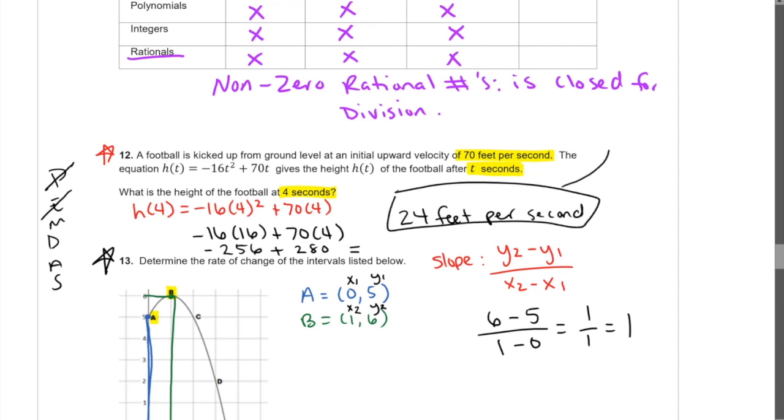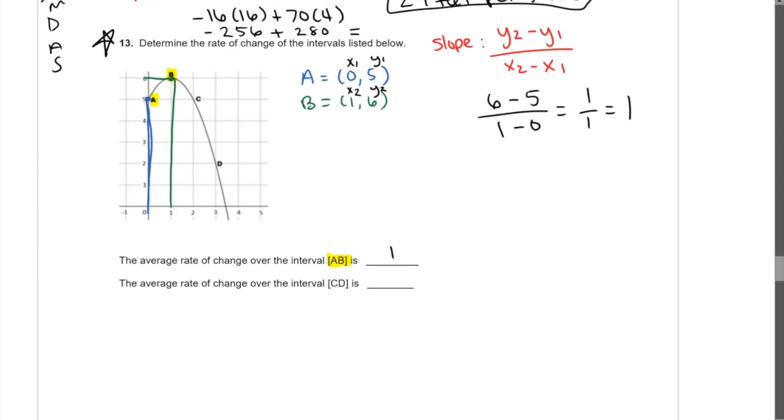Well, look at what I highlighted right here. And that's why I highlighted that at the beginning, because that is what I'm measuring. I'm measuring seconds and I'm measuring feet per second. So you would do 24 feet per second. All right. Okay, let's move on to number 13.